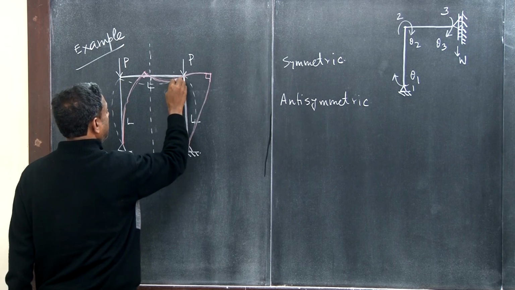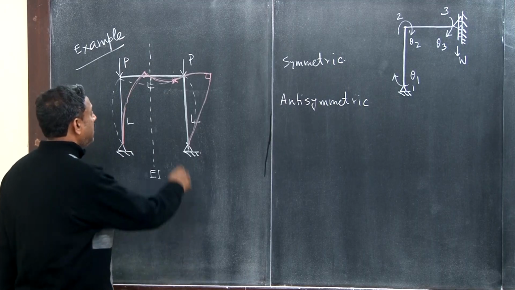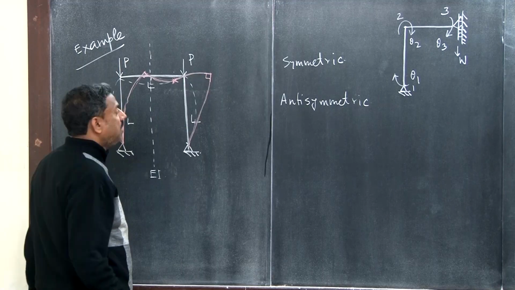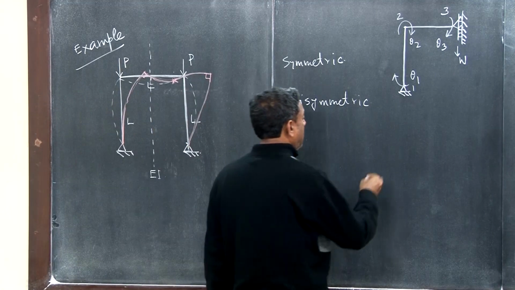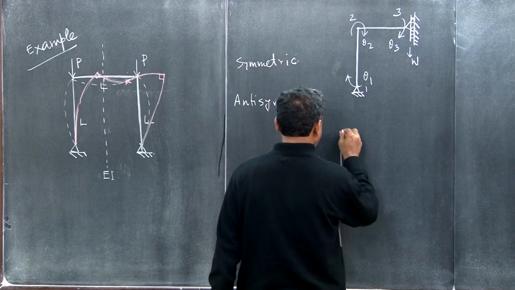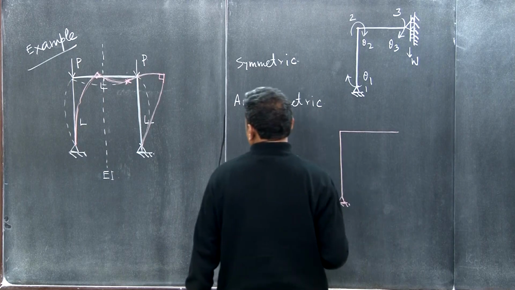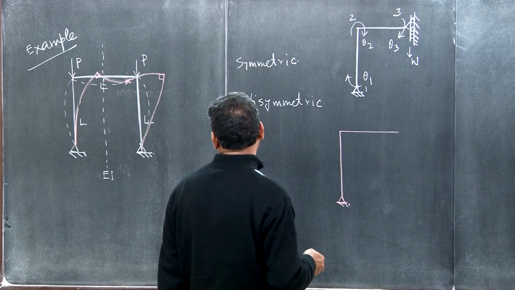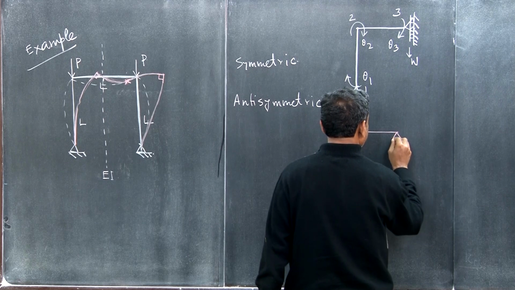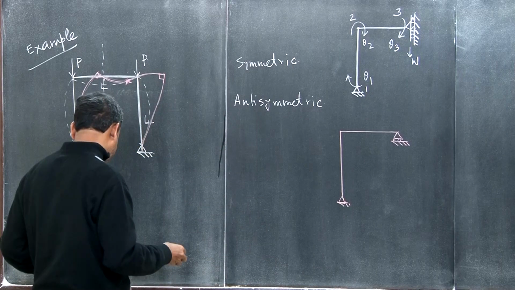So what we see here is that this point will not deflect, right? But lateral translation will be allowed. So for the antisymmetric mode, what kind of idealization can we consider? We will allow rotation, but something like this, okay, something like this, isn't it?